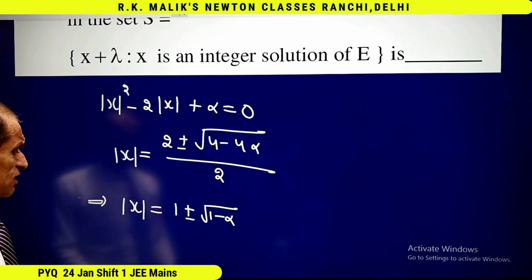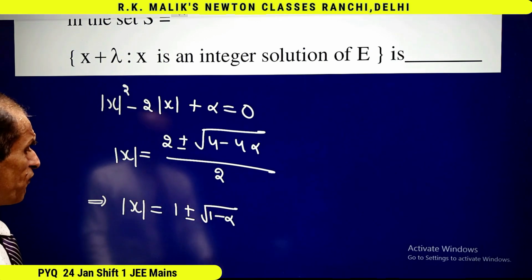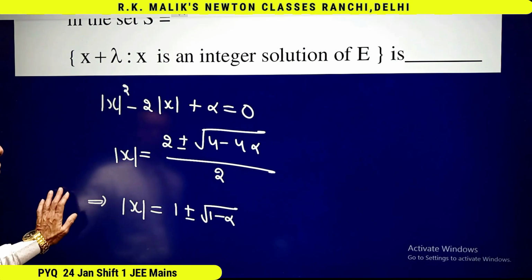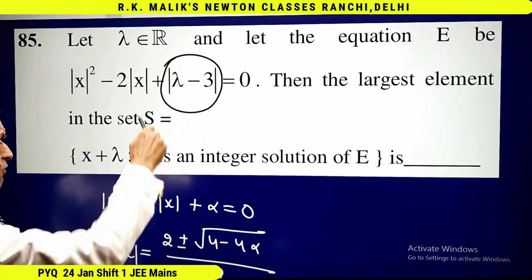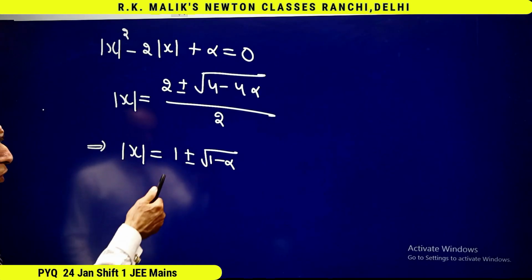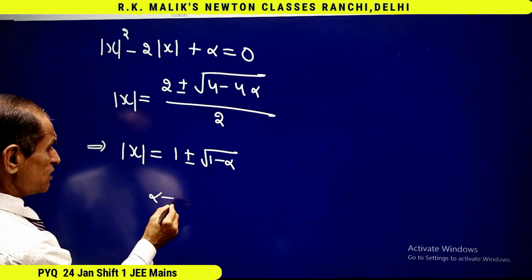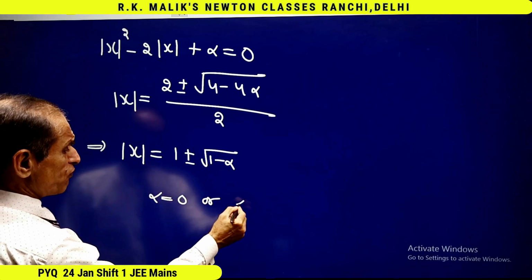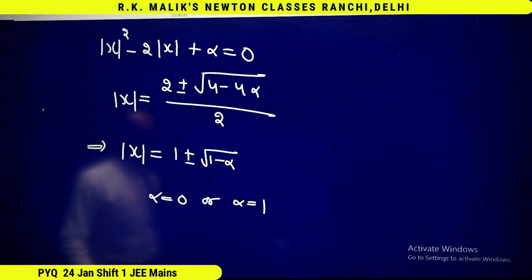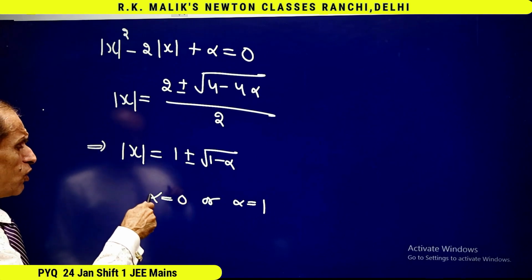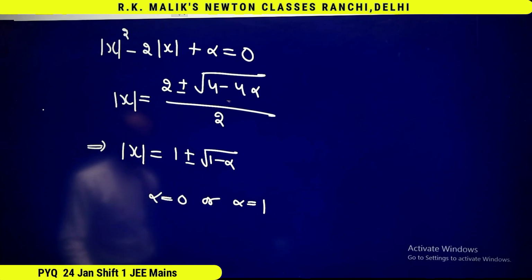And because mod x is an integer and alpha is greater than or equal to 0, because this was supposed as alpha, therefore the only possible case is either alpha is 0 or alpha is 1, because mod x will be an integer only for these two values of alpha.